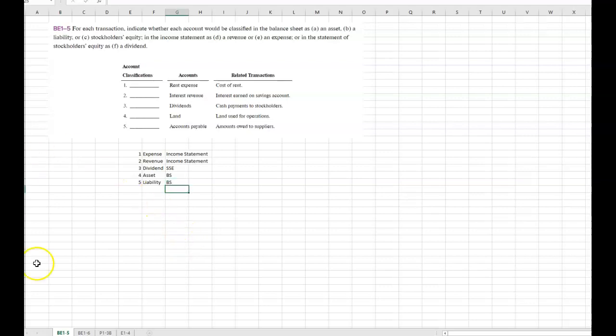Okay, let's move on to BE 1-6. Let's do some more. We're going to classify these. So number 1, utilities payable. Payable, anything that says payable is a liability. 2, cash. Cash is definitely an asset. 3, salaries expense. Well, it's that expense again.